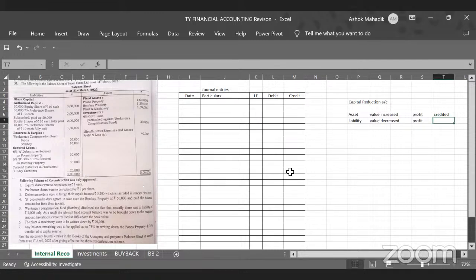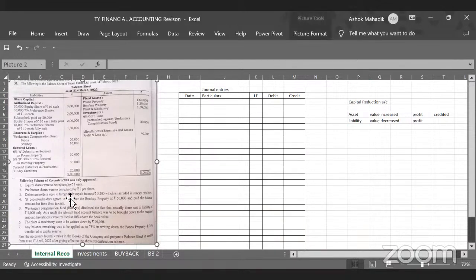Okay. So same way in case of asset, if value reduced, then there will be a loss. So capital reduction account will be debited. In case of liability, suppose liability increased, then there will be a loss. So capital reduction account will be debited. Okay. So this is the main account you should be taking care of. Capital reduction account. Okay. So let us start.